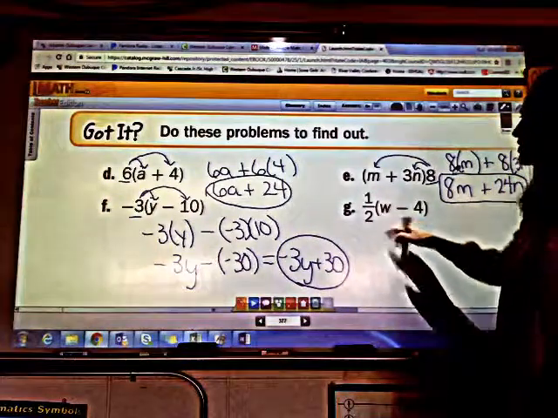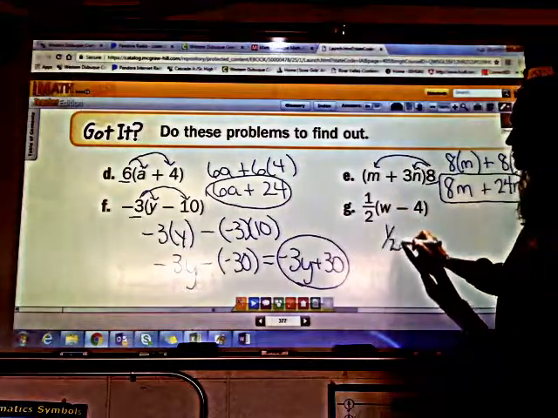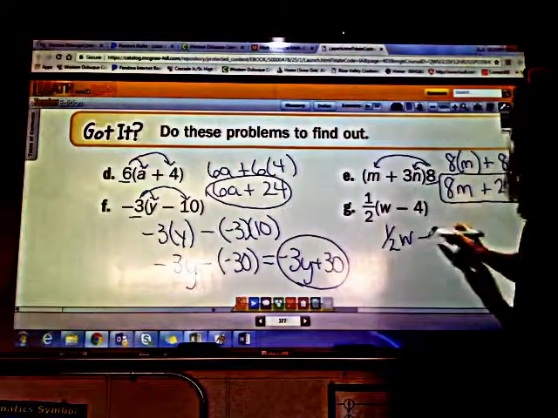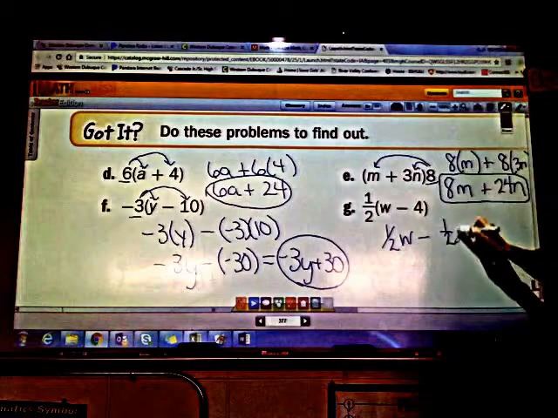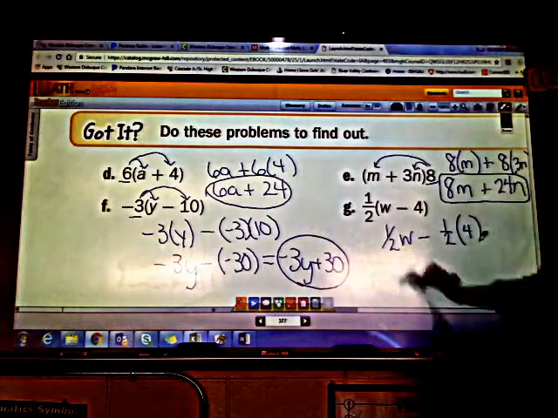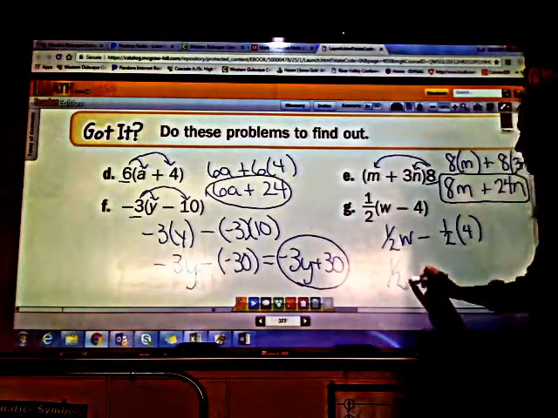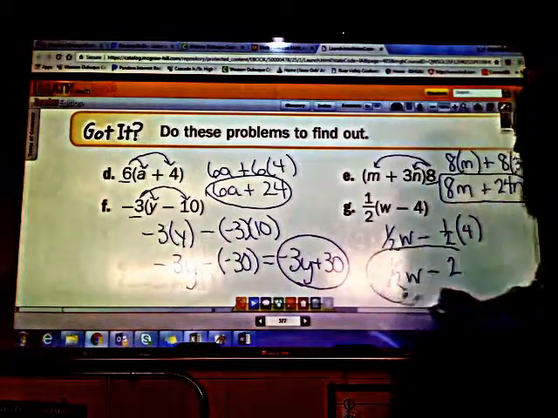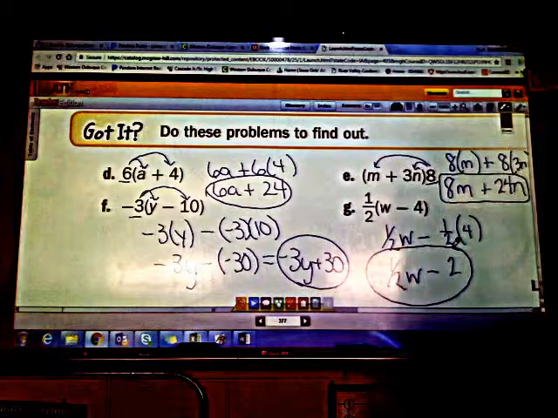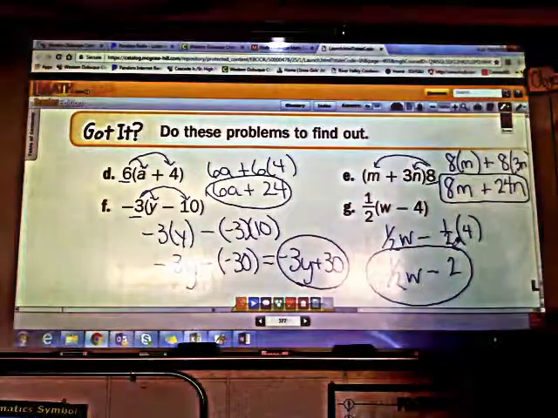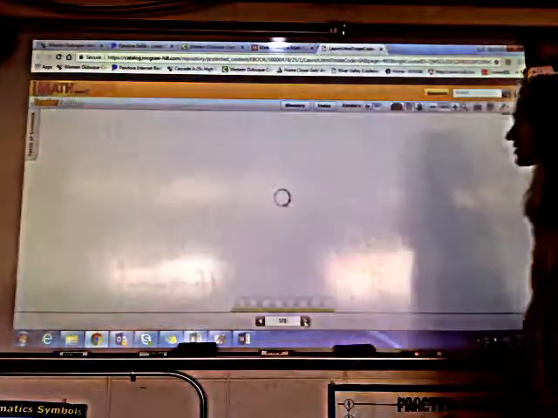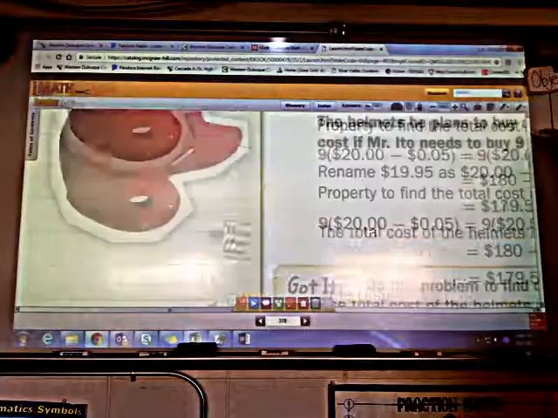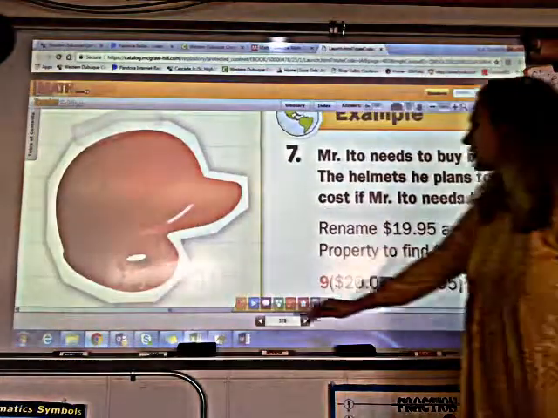Then looking at the last one here, I have 1/2 times w minus 1/2 times 4. So 1/2 w minus 1/2 times 4 would be 2. So hopefully you were able to come up with the same answers as I was on the bottom of 377.